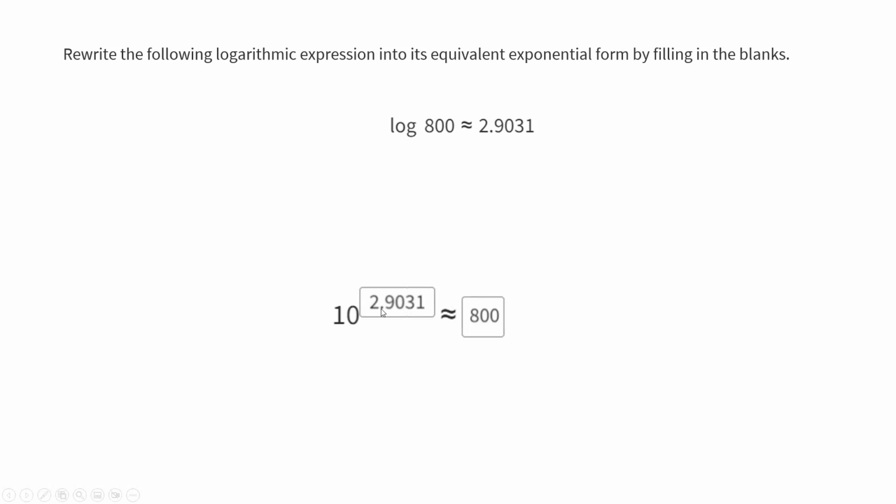So a lot of these decimals are going to be approximates, and that's why you're going to see the wavy equal signs, because if you actually put this into a calculator, you'll get something close to 800, but it might be a little bit under or a little bit over depending on the situation and how you round it.